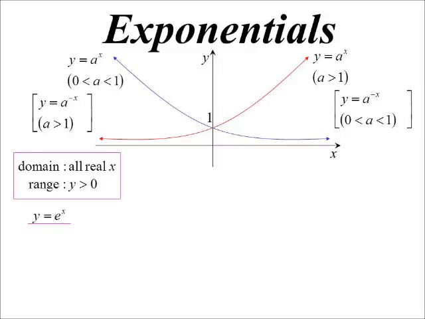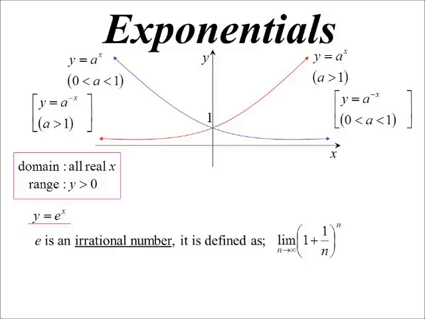So y equals e to the power of x is the natural base, e. And so e is basically just another irrational number. Its formal definition is there: the limit as n approaches infinity of (1 plus 1 on n) to the power of n. So as n gets bigger and bigger, you'll get closer and closer to this irrational number e.